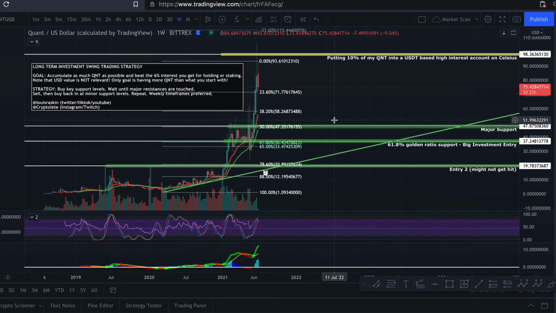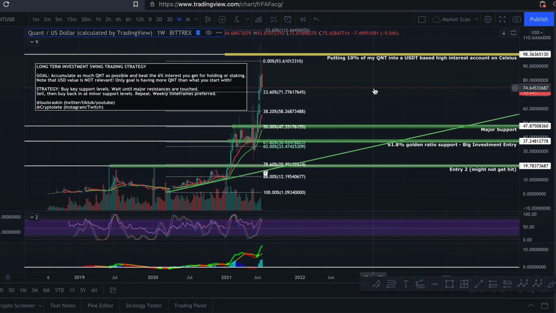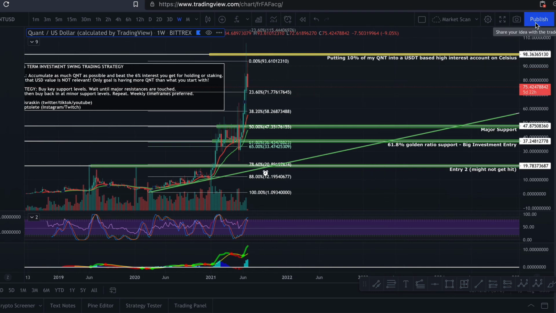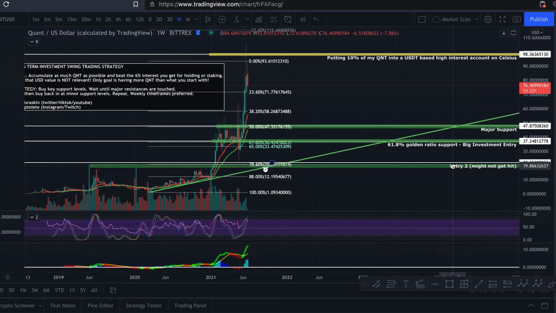If it hits any of these levels, I'm gonna get in. So I'm buying $1,000 worth every single day. If it comes back up here, then I'll put 10% into my trading portfolio. Big investment entry. I think this looks pretty good to me. I don't really know what else to do with this, to be honest.